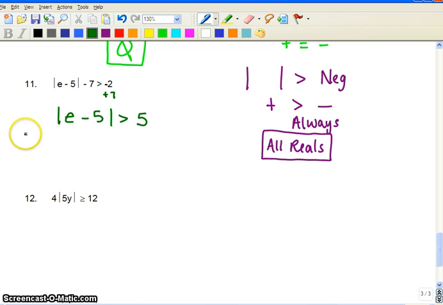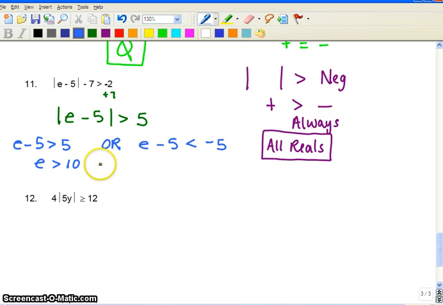We want to set up our two equations. E minus 5 is greater than 5, or, because it's greater than, E minus 5 is less than negative 5. So make sure you do the double switch. Add 5, E is greater than 10, or E, add 5, we get 0, less than 0. It's an OR problem, so we don't try to rewrite this, only for AND problems. For OR problems, we go straight to the graph.